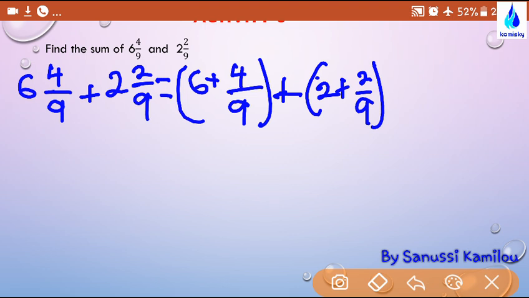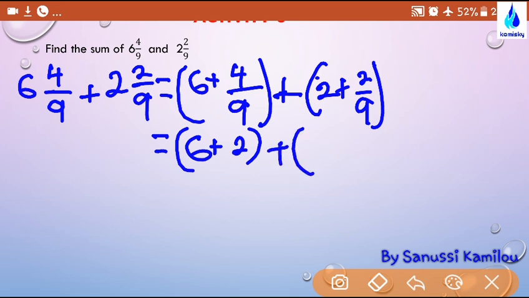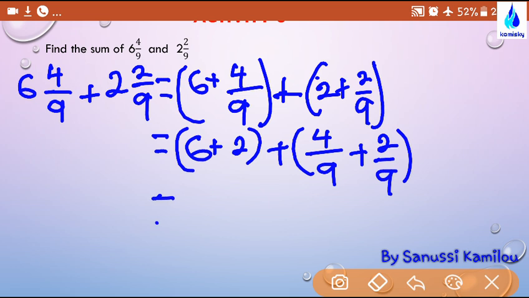So now the rule is saying that we should add the whole numbers first, add the fractions also, and then we'll combine all. So let's group them. Let's put our whole numbers together, this one and this one. 6 plus 2 are the whole numbers here. Don't forget the addition, plus, now we can also add the fractions: 4/9 plus 2/9. Have you seen it? Exactly.